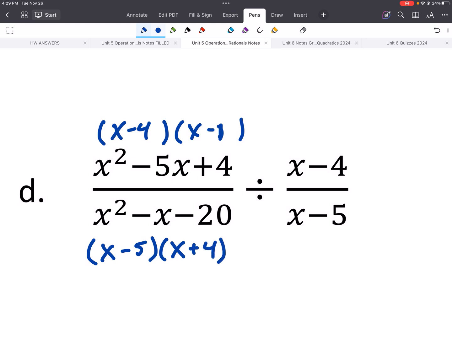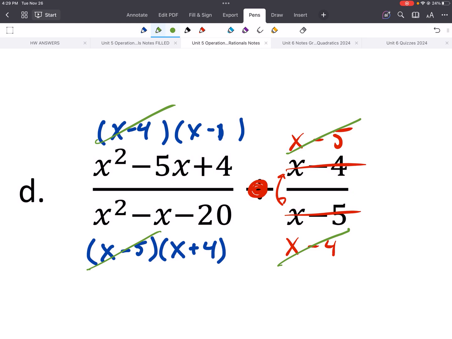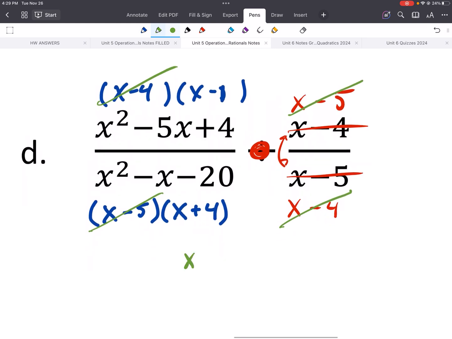Again, now it's division instead of multiplication, so we want to change it, flip. We're going to change this to a multiplication, and then flip the fraction. So we would end up getting x minus 5 and x minus 4 on the bottom. Then we can see if we can cancel anything. Canceling, we have x minus 4 and x minus 4, and x minus 5 and x minus 5. So all we have left is x minus 1 over x plus 4.